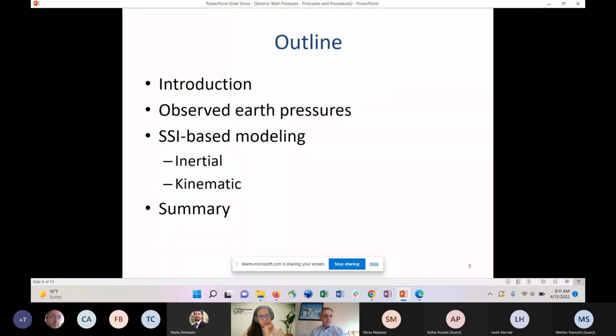Soil structure interaction, if you've ever seen that in a class or followed literature on the topic, we usually separate into its inertial and kinematic components. I'll define what those terms mean in this context and how they influence seismic pressures. And then I'll have some summary remarks.